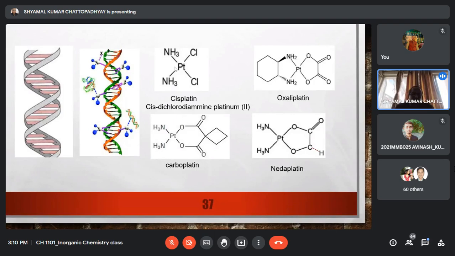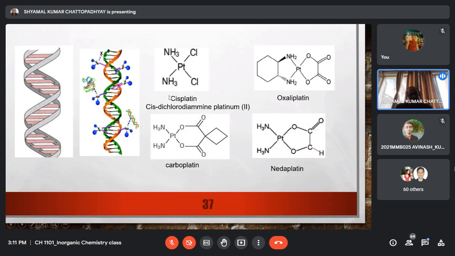Then Rosenberg postulated that the platinum must be reacting somewhere with the bacterial cell, and he analyzed the growth medium, and from the growth medium he isolated this complex, Pt(NH3)2Cl2, which is called cisplatin. As a result of this, this complex, cis-dichlorodiammine platinum, was discovered.